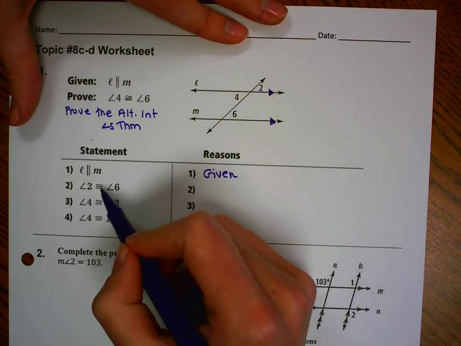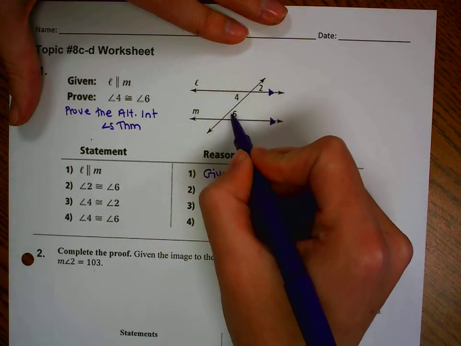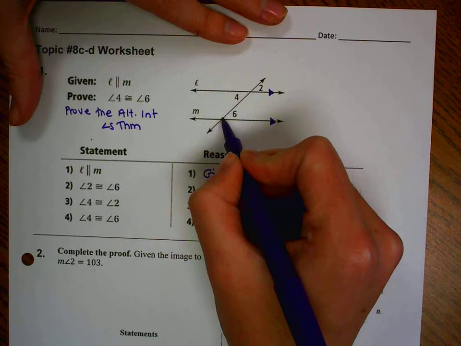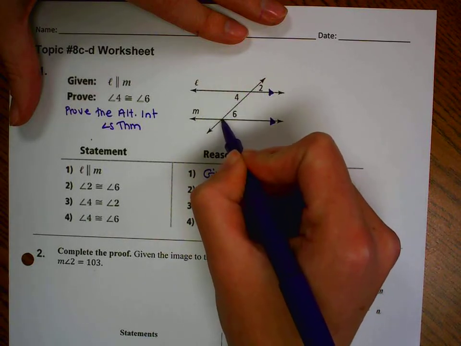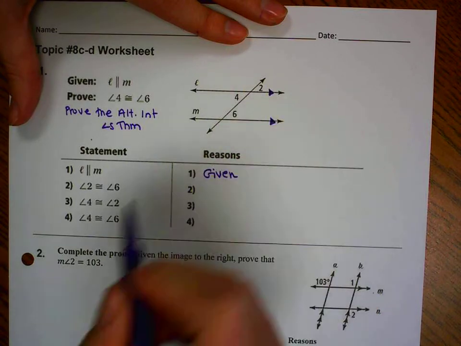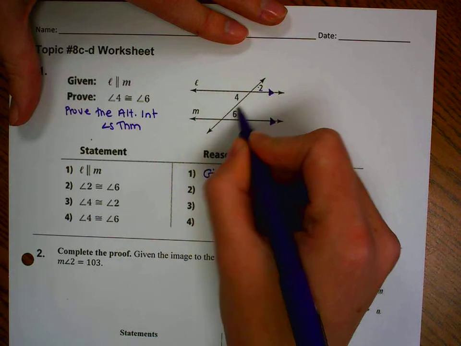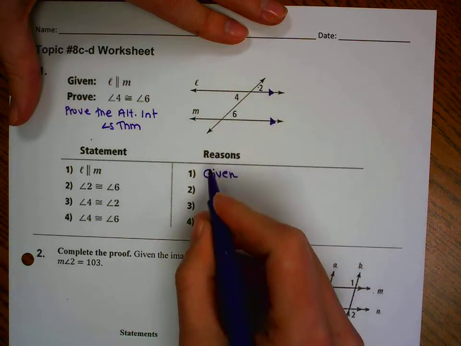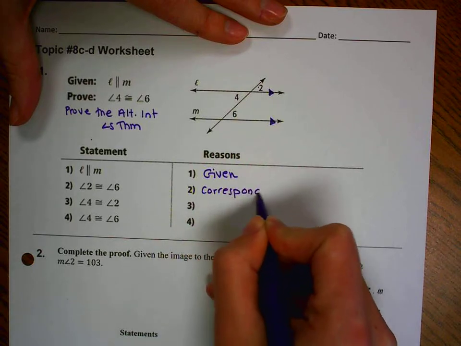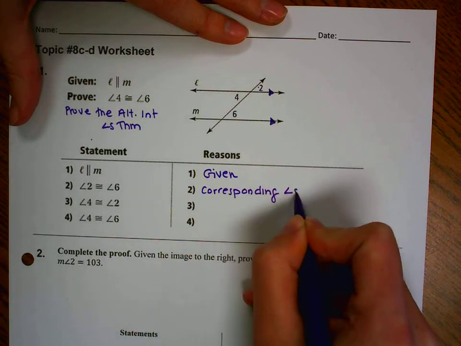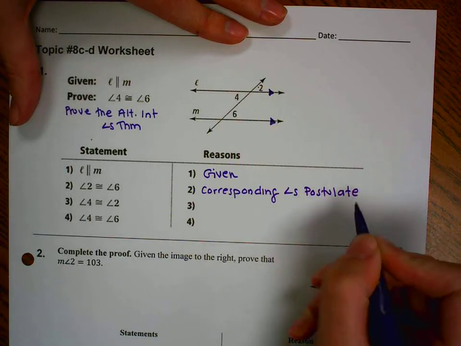Now it says angle 2 is congruent to angle 6. So if I look up in the picture, here's angle 2, here's angle 6. Well, they're corresponding angles. They're both in the same spot in the intersection. They're in the top right both times. Well, we know that corresponding angles are congruent if our lines are parallel because of the corresponding angles postulate. And we can use it because it's a postulate, something we accept as true without proof. It's one of our building blocks.